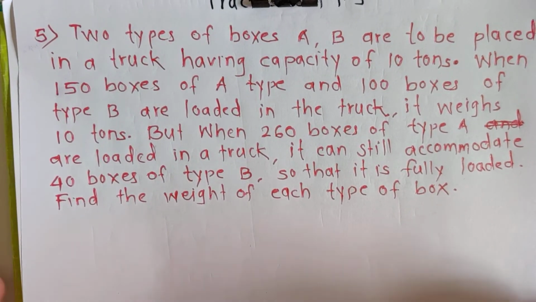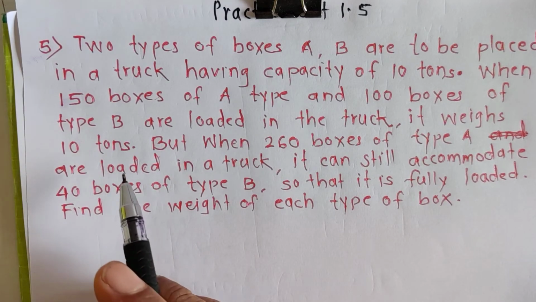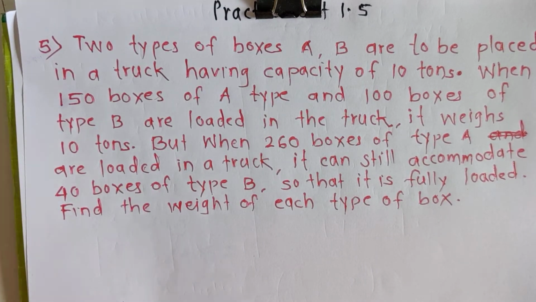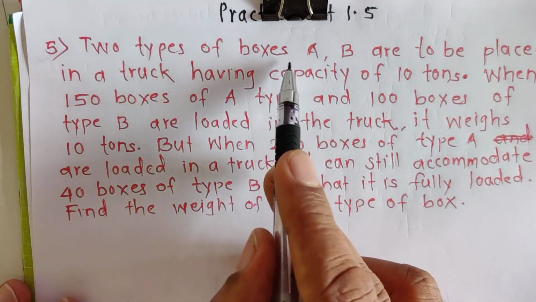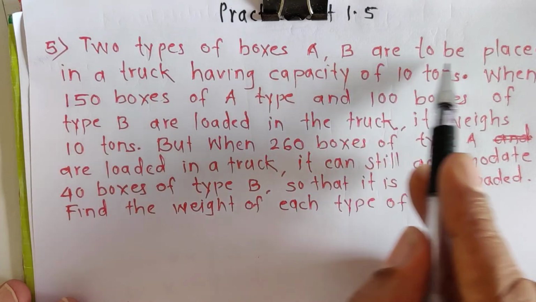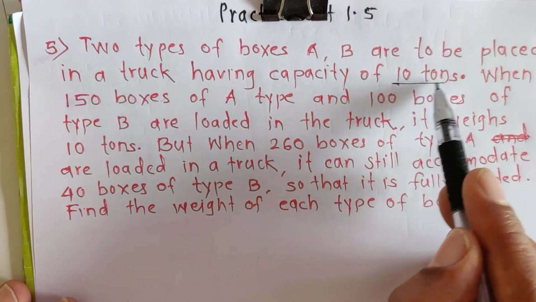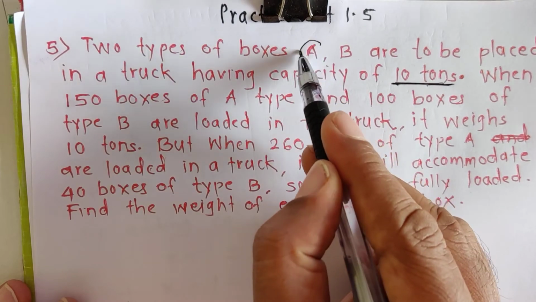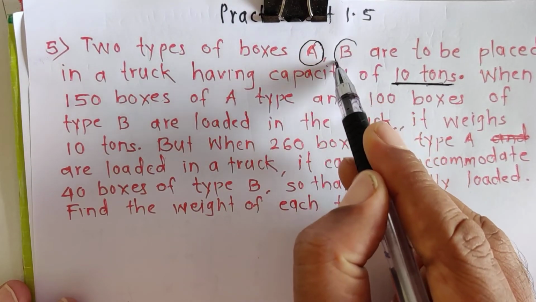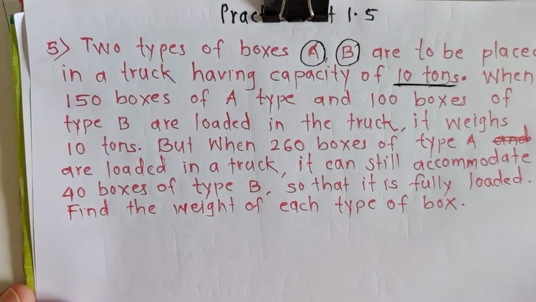Now let us see fifth sum from practice set 1.5. What is that sum? The sum is lengthy. Two types of boxes A and B are to be loaded in a truck having capacity of 10 tons. So we must know ton, 1 ton means 1000 kilogram. So two types of boxes are there, A type and B type. We have to place those boxes in a truck having the capacity of 10 tons.